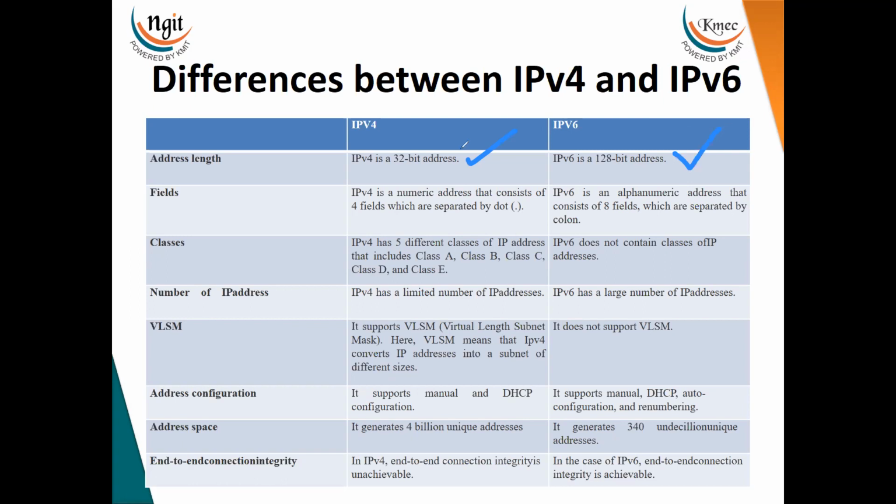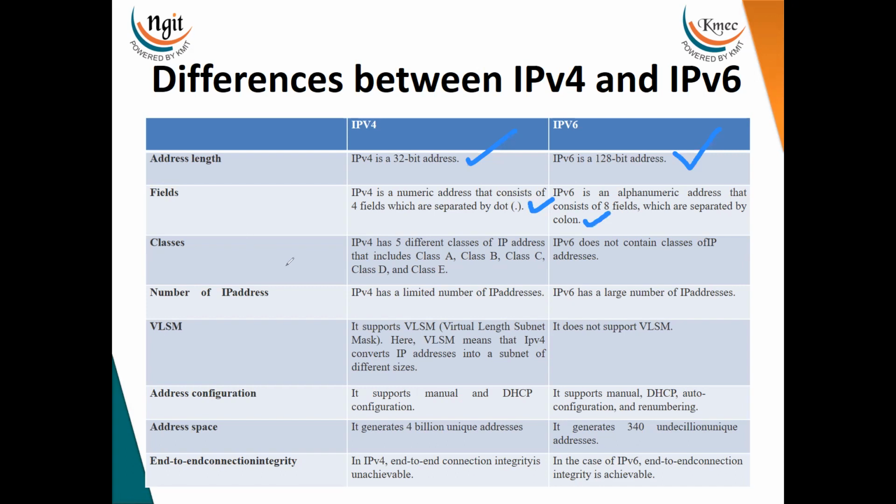IPv4 has only 4 fields, and each field is separated with a dot. With IPv6, we have an alphanumeric address consisting of 8 fields which are separated by a colon.